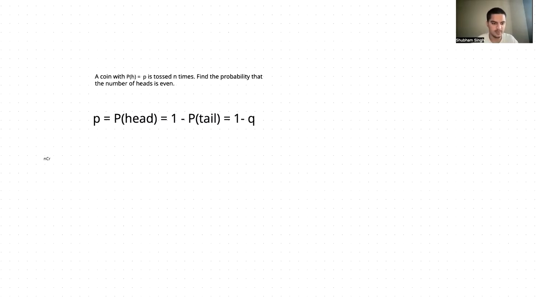Yeah, so we have a problem statement that says that a coin with probability of heads equal to p is tossed n times. Find the probability that the number of heads is even. So we need to find the probability of the number of heads. So let's see what information we have with us.